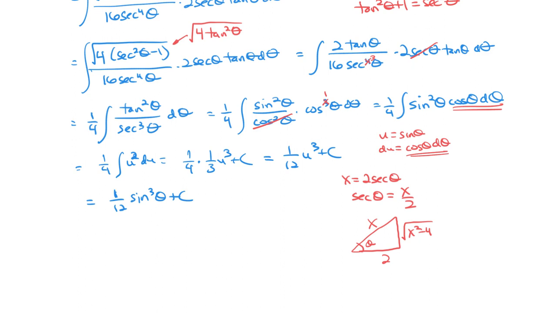So what we end up getting for our answer is 1/12 times (x squared minus 4 over x) cubed, plus c. And you can leave the answer just like that. All right, so we just take sine cubed theta. Here is theta. Sine of theta is opposite over hypotenuse. So we take that and cube it, and then add c, and that is our final answer.